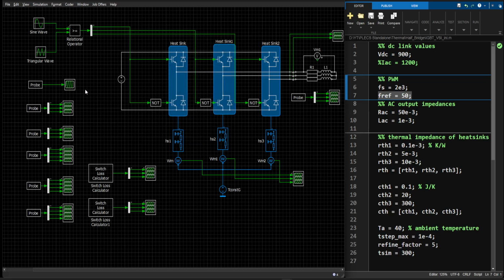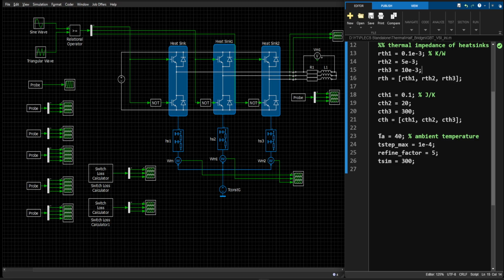Once we have it, we can continue with the simulations. For the AC side load, you can see I have considered an RL load, and these are described here. This is the M file where I initialize the variables, as I mentioned. Say this particular load has 50 milliohms and 1 millihenry of inductance.